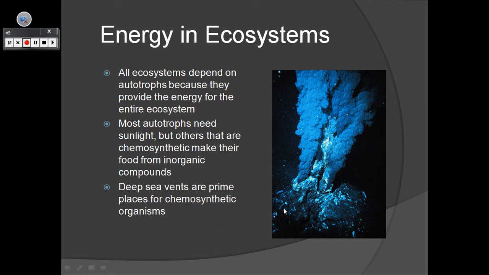In summary, you just need to make sure that all ecosystems have energy, and all ecosystems rely on energy and how energy is being passed from one organism to the other.